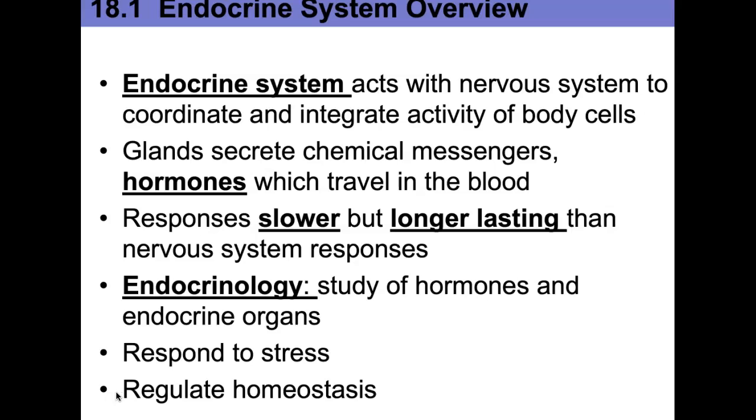Now, it does this using hormones. The hormones that the endocrine system uses do send these messages, but the responses are going to be slower and longer lasting than the nervous system. The study of the endocrine system is called endocrinology, which is not only the study of these hormones, but also the endocrine organs. And the endocrine system is going to respond to stress, and it also is going to help regulate homeostasis.